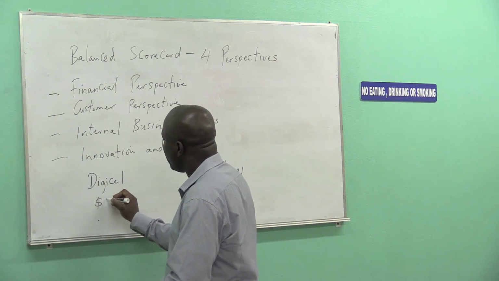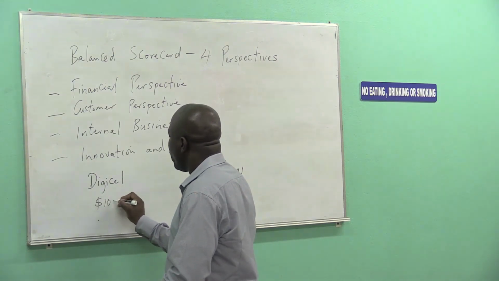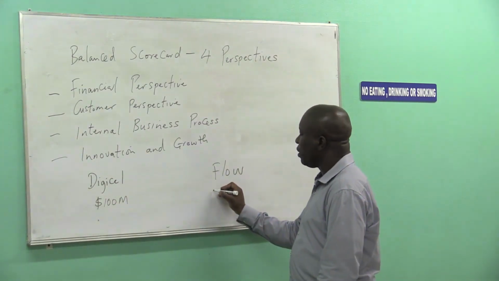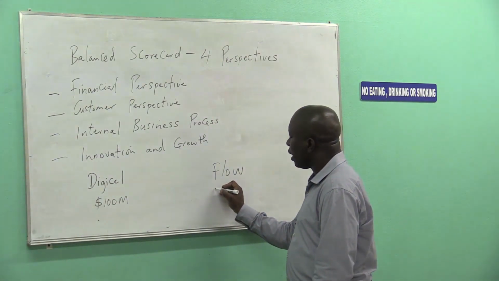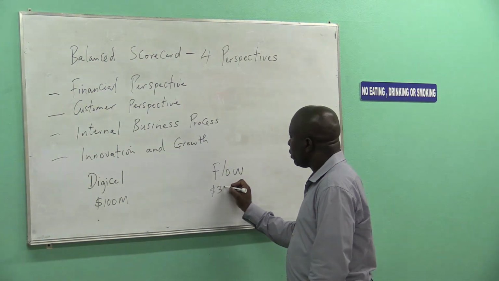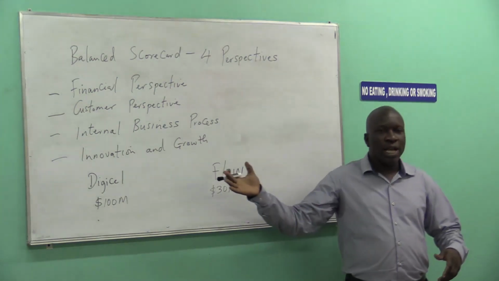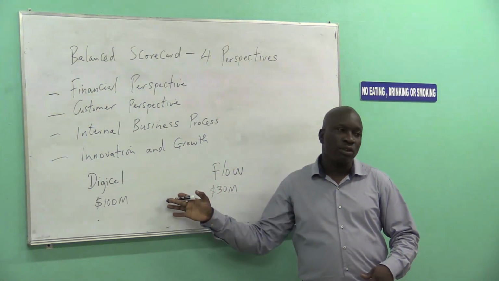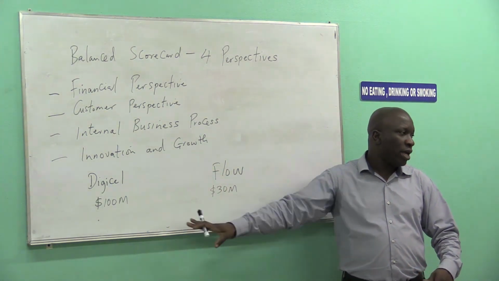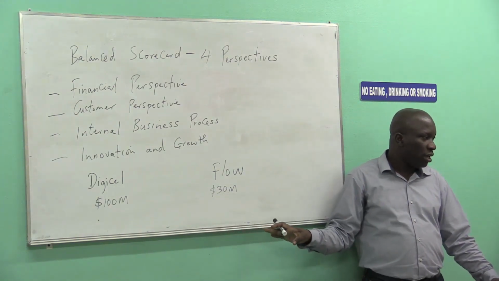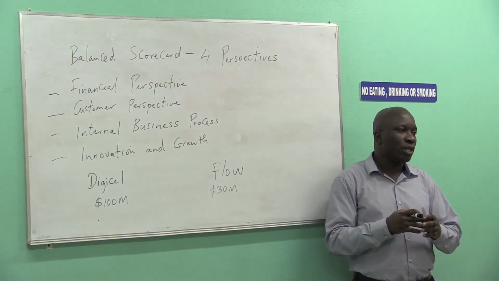made a profit of, let's say, 100 million. And probably Flow probably made a profit of, let's say, 30 million. Right? So just looking at this from an accounting point of view, you more or less say, probably Digicel be far better than Flow. Agree? From an accounting point of view.